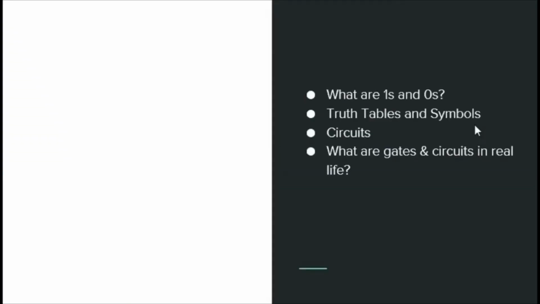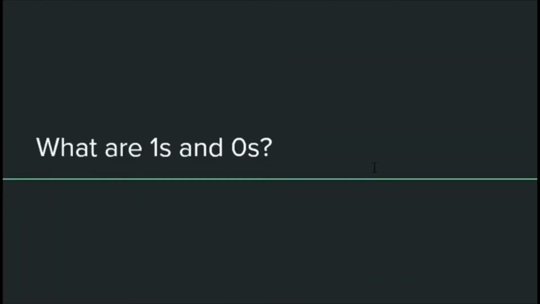Here's what I'm covering in detail in this video. I'm also going to put timestamps in the caption, so feel free to skip to the subject you are struggling with. So first I'm going to go over what ones and zeros are. Next I'll explain truth tables and symbols. And for this video I'm using 6 gates, which are AND, OR, NOT, NAND, NOR, and exclusive OR. Next, I'll explain what circuits are, and finally, I'm going to show you what gates and circuits look like in real life.